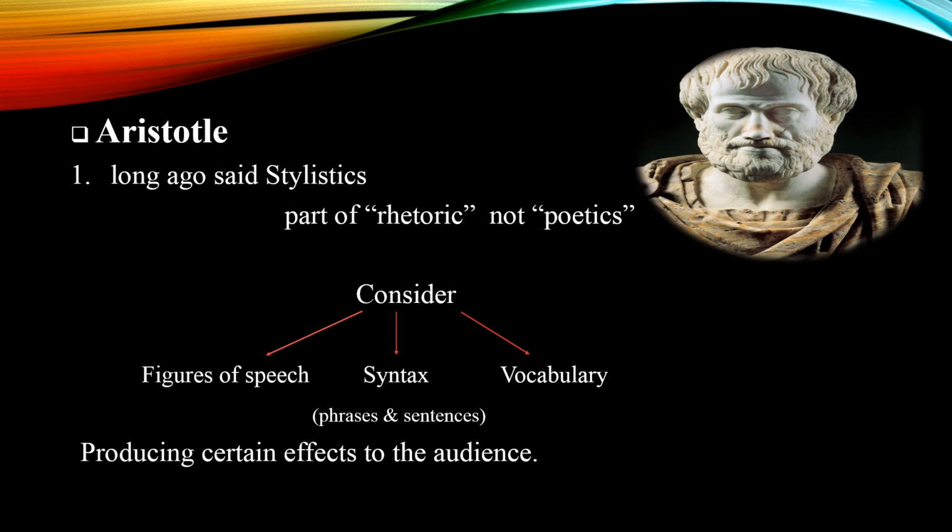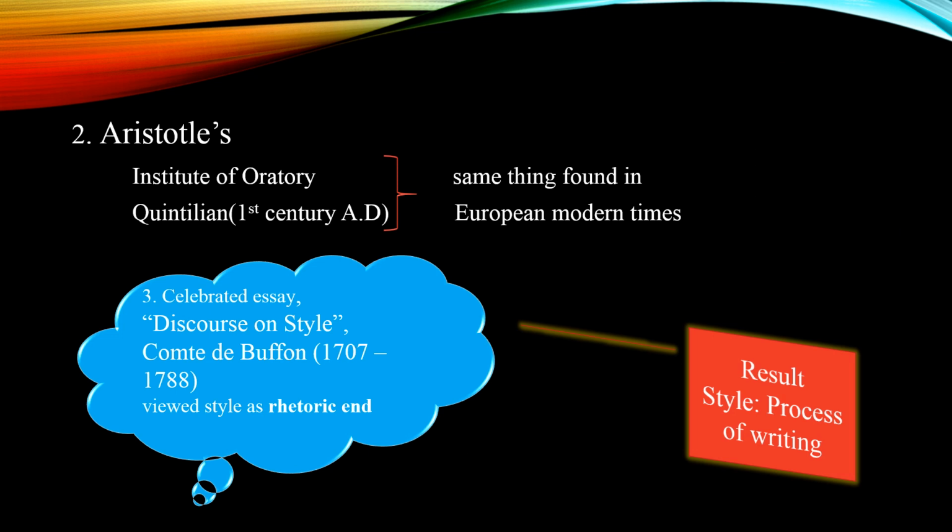Aristotle says that producing certain effects on the audience is a must in a rhetorical way, not in a poetic way. Secondly, Aristotle's intuition was to institute oratory. He took the works of Quintilian from the first century. The same thing is found in European modern times. In the celebrated essay entitled Discourse on Style, Count de Buffon, 1707 to 1788, viewed this work with a style of rhetoric.